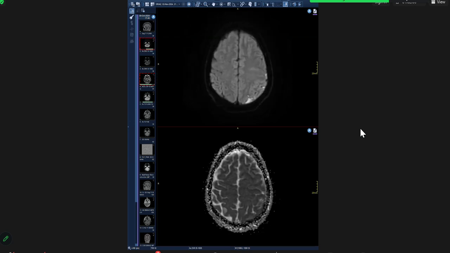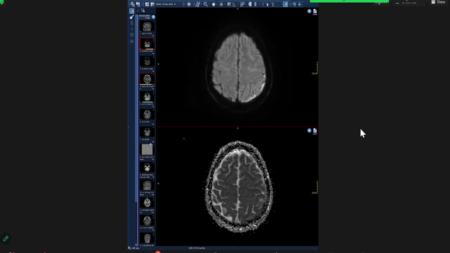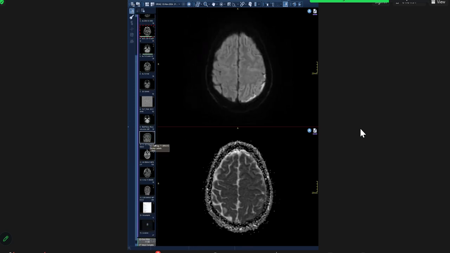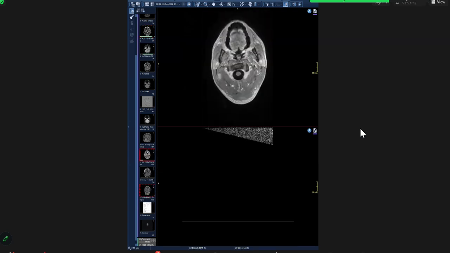So, do you think that this abnormality is involving the cortex? No, it is outside. It is extra parenchymal. Okay, so what else? Which other images would you like to see here? Can I see contrast enhanced images? Yes.